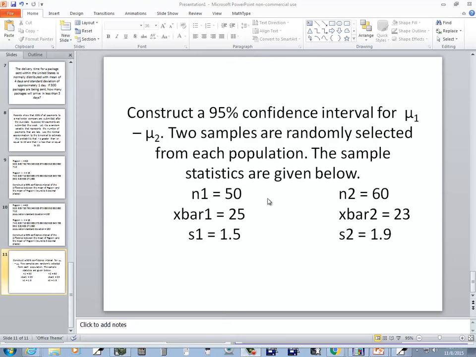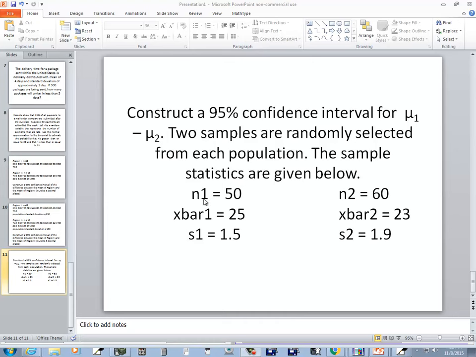Take a look at this problem. It says construct a 95% confidence interval for mu sub 1 minus mu sub 2. So the difference between the first population and the second population, or the first population slash sample and the second population slash sample. Okay, so two samples are randomly selected from each population. The sample statistics are given below.